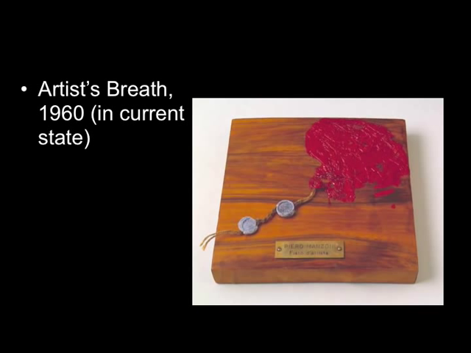a little bit before his death, Manzoni issued an edition of cans that were basically cans of his own feces, okay, that he called Merda d'Artista, which literally means artist shit in English. And there you can see it's labeled in a couple of different languages. Preserved, produced, tinned, dated, stamped, authenticated, signed by the artist himself.